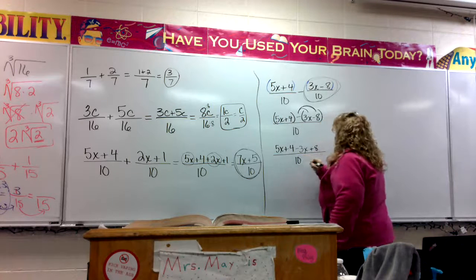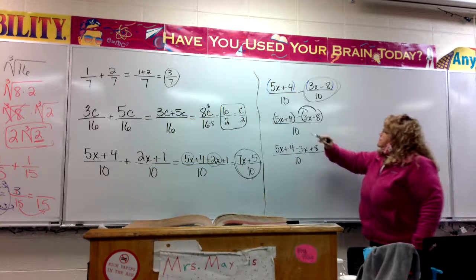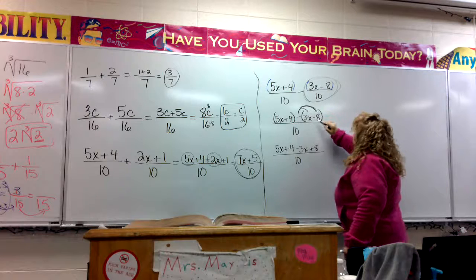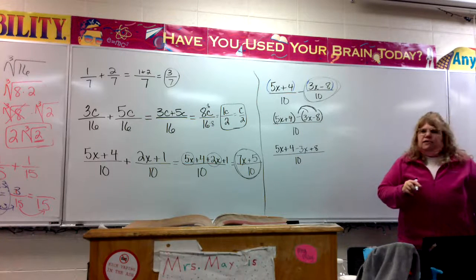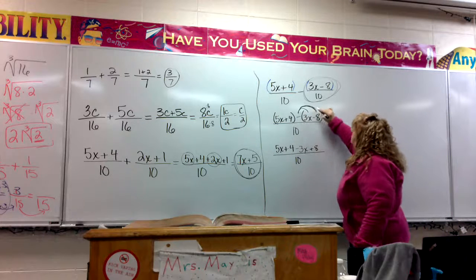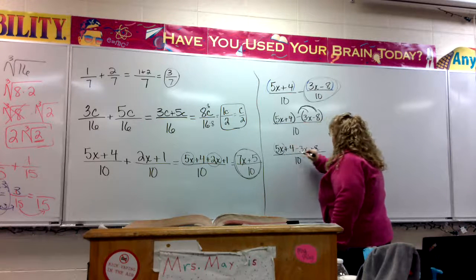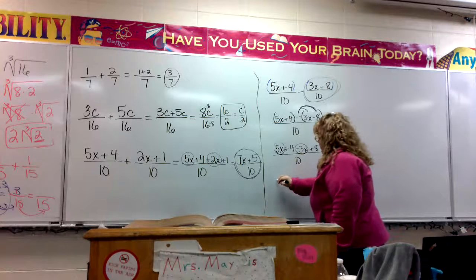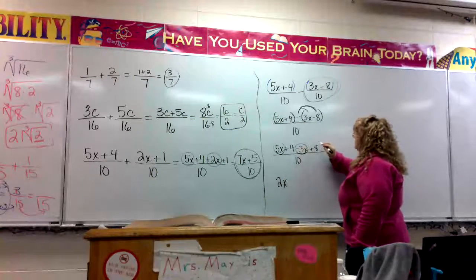All over 10, right? Everybody's going to remember to subtract that one, but they're going to forget to subtract that negative 8. Don't forget to subtract the negative 8. And now, once you do that, minus and minus, now you just combine the like terms again. 5x, take away 3x, what's that? And I've got a 4 plus an 8.